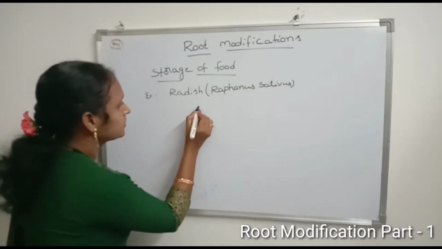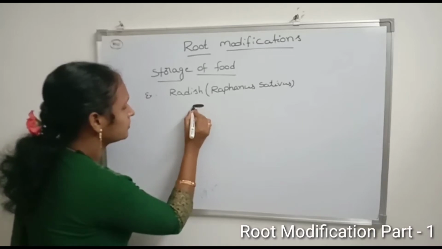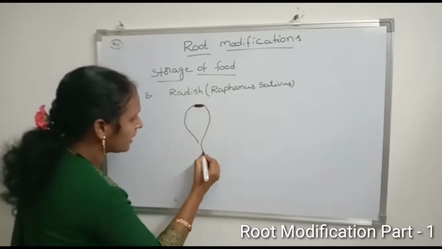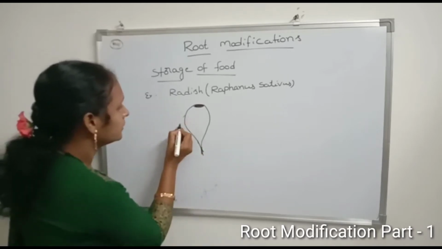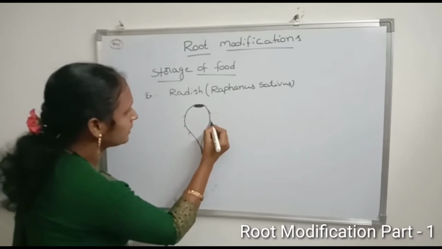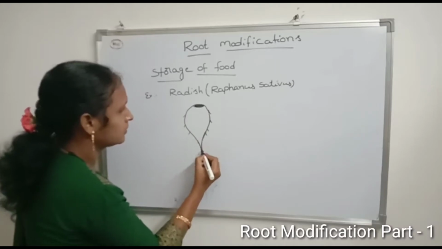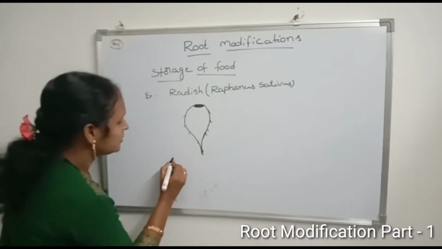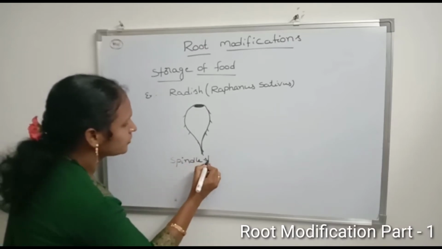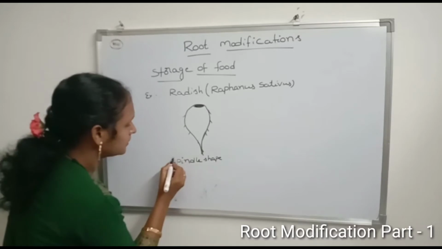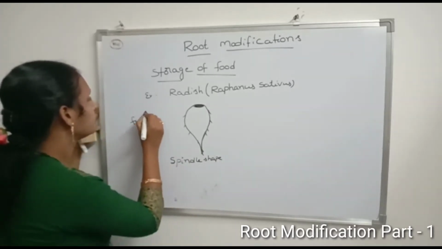In radish, the base part is slightly narrow, the middle becomes swollen and gradually tapers towards the tip. The primary root has some hair-like structures. It appears spindle shaped. This type of taproot is called a fusiform taproot.